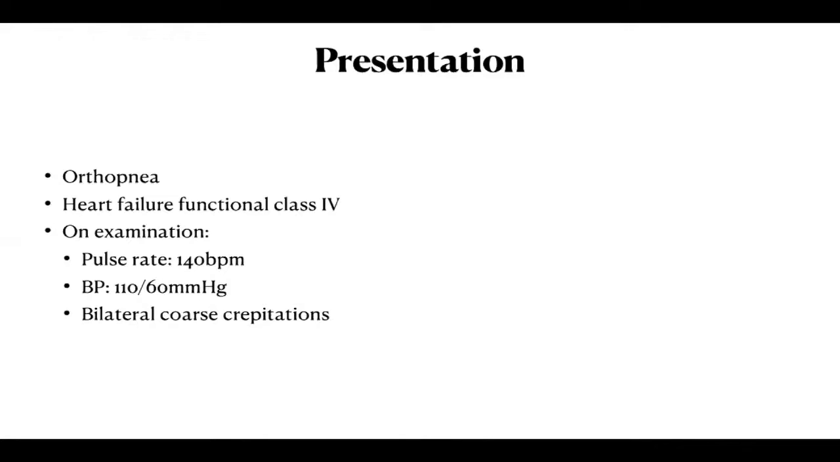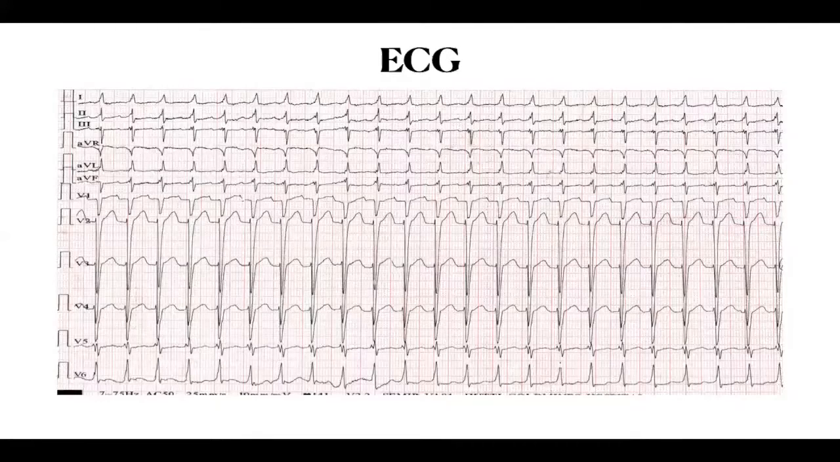On examination, he had tachycardia, a high pulse rate of 140 beats per minute. The BP was 110 by 60 millimeters of mercury, and the chest had bilateral crepitations. This was the presenting ECG. It showed a heart rate of around 150 beats per minute. We can see a P wave right in the middle of the two QRS complexes. So we suspected an atypical atrial flutter with 2:1 conduction.